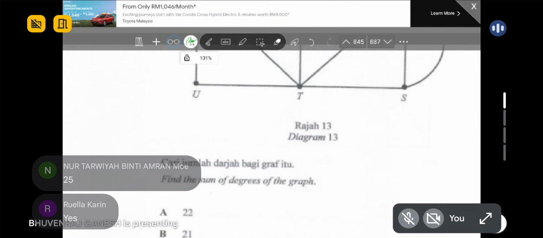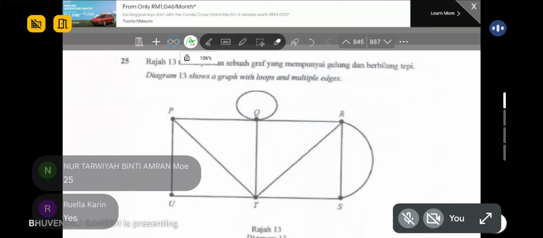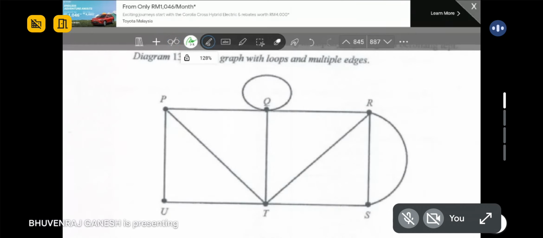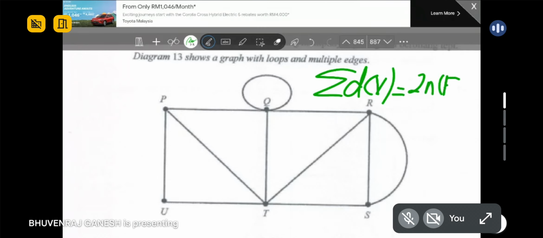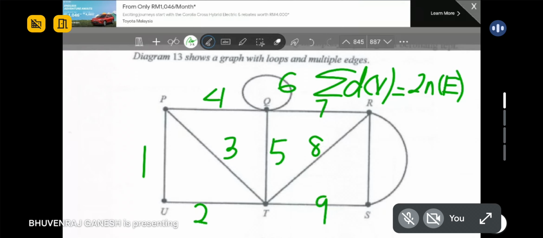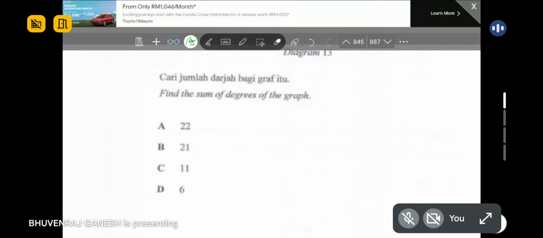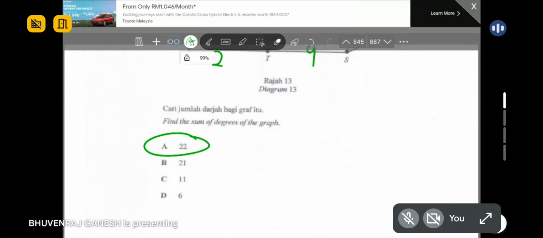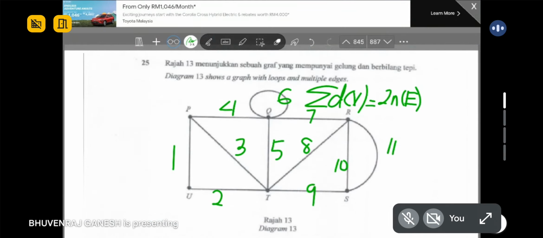Okay, 25. Sum of degree. Jumlah darjah. Okay, so jumlah darjah very simple. Kamu kena tahu rumus ni guys. Equal to 2 times number of edges. Jumlah darjah sama dengan 2 kali bilangan sisi. So number of edges here is going to be how many guys? 6, 7, 8, 9, 10, 11. You guys got 11 edges. So 11 times 2, the answer is 22. That's all. Jawapan dia A.